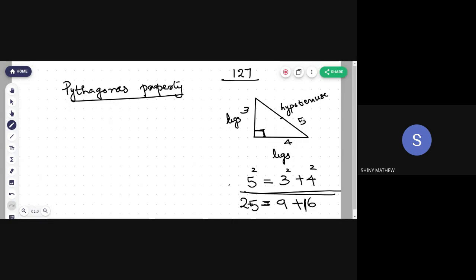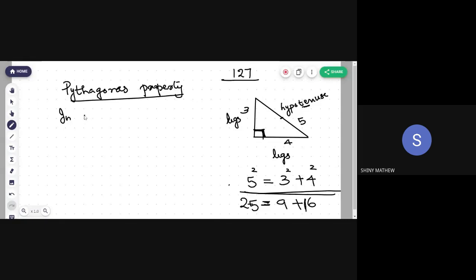All of you clear? So you can write Pythagoras property. Then below you can draw one right angle triangle this way. And here you write hypotenuse. The side opposite to the right angle you drew is the hypotenuse. And on the other two sides you can write legs. Then as an example you can give the measurements as 3, 4 and 5. Then below you write 5 square is equal to 3 square plus 4 square.